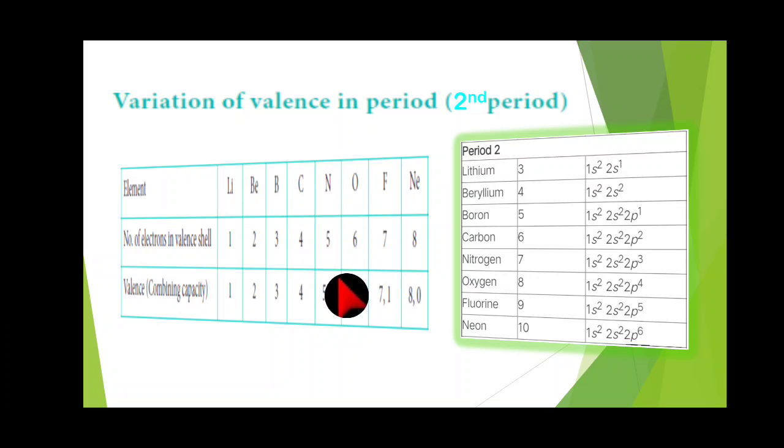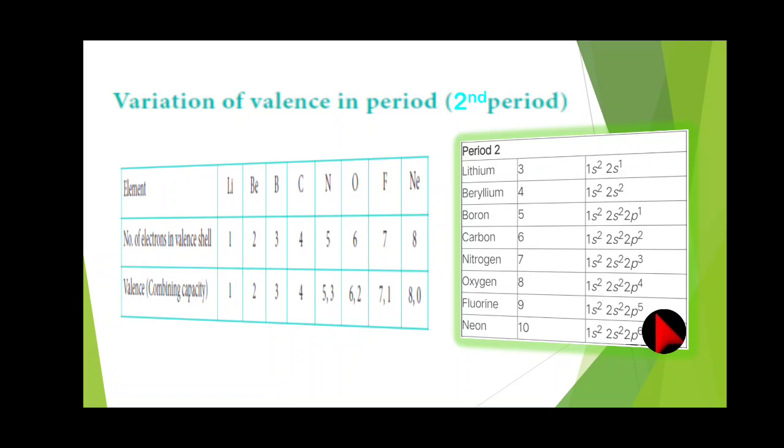So nitrogen, likewise 5: 1s2 2s2 2p3. So 5 will come out or 3 will come out. That's why the valence combining capacity of the element is 5, 3, right? So oxygen 6, 2. So water, what's the formula? Oxygen is combined with 2 hydrogens. So 2 is possible. Then fluorine.